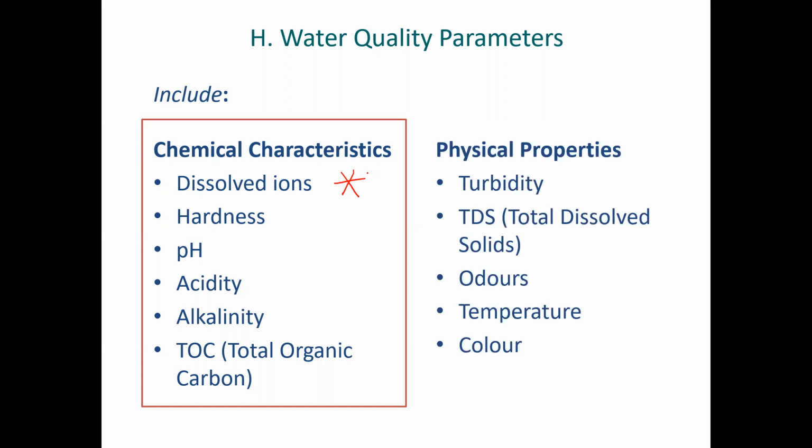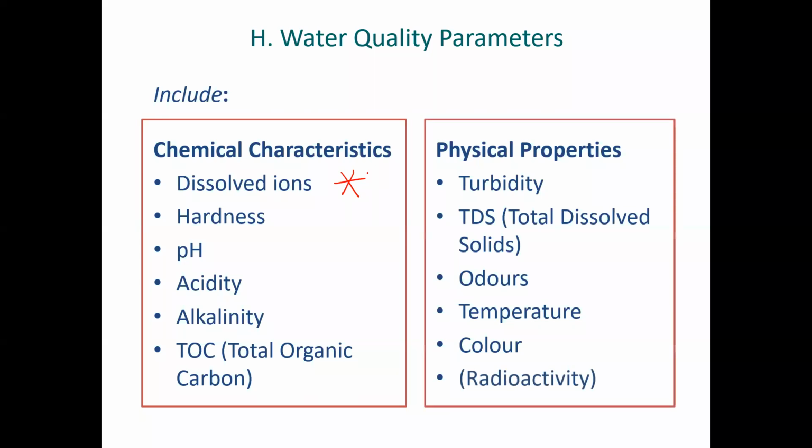You can also think of physical properties as well. These would include things like turbidity, total dissolved solids. Again, like I said, we're going to come back to these things in later units. Odors, temperature, color, those kinds of things. And sometimes radioactivity is considered, not always measured unless you actually suspect there is a radioactivity issue. A bunch of these things we're going to talk about as we get to water treatment and wastewater and all that, so we will come back to a lot of these concepts.